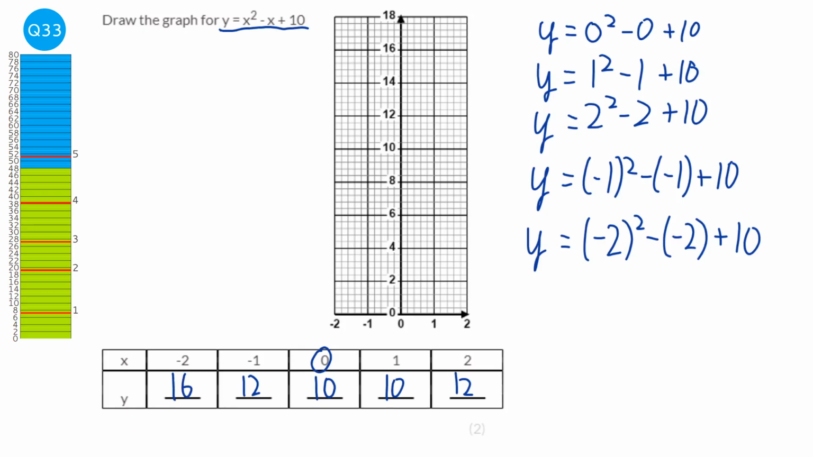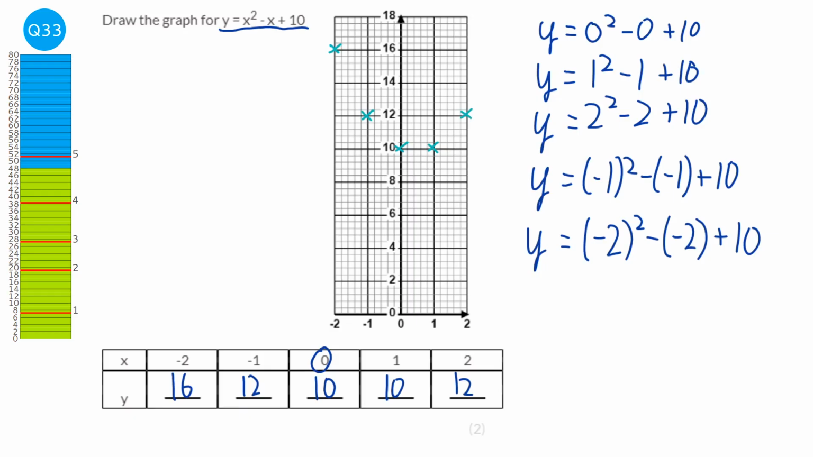So we're going to plot these on our graph. And so we've got minus 2 is at 16, so that'll be there. Minus 1 is at 12, should be here. 0 is at 10, 1 is at 10, and 2 is at 12.